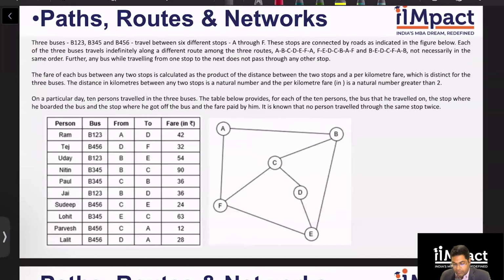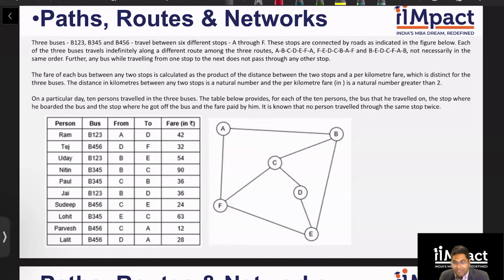This I think is one of the more interesting sets of this test. Let's do it together. 3 buses B123, 345 and 456 travel between 6 different stops A through F. These stops are connected by the roads indicated in the figure below. Each of the 3 buses travels indefinitely along a different route among the 3 routes. The 3 routes have been given to us. Not necessarily in the same order.